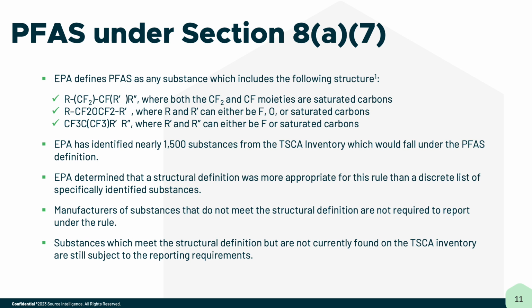As we were previously discussing, there are over 10,000 known chemicals identified as PFAS. However, not all of these chemicals will be subject to the TSCA reporting requirements. For Section 8(a)(7) reporting, TSCA has defined PFAS as chemicals which have a specific structural definition. The EPA has identified 3 chemical structure definitions which will fall under the PFAS definition for this reporting requirement. Using this definition, the EPA has identified nearly 1,500 PFAS, which are currently found on the TSCA inventory and the low volume claims list, which would be covered by this rule.